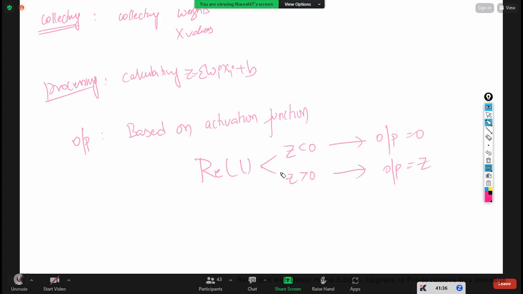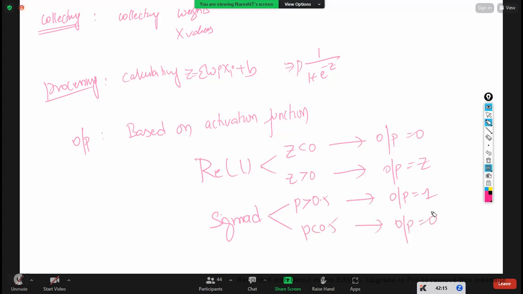For example, you have one more activation function. What is that activation function? It is sigmoid. Sigmoid means you convert the z value by calculating 1 divided by 1 plus e to the power of minus z, and it gives the p value. If the p value is greater than 0.5, the output is 1. If the p value is less than 0.5, the output is 0. Is that clear?